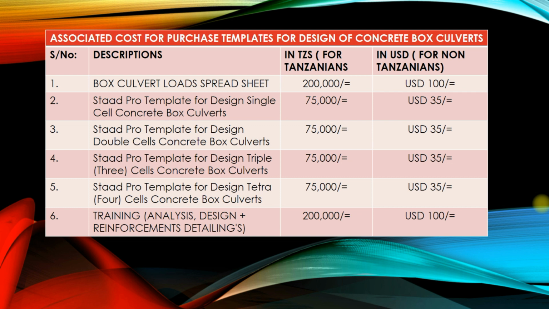If you are not a Tanzanian, you will get it in USD, as shown in the column on the right. For the spreadsheet for load computation you get 400 USD. For the single cell template Study Pro you get it for 35 USD. For double cell, the same, you get it for 35. Triple cell, or 3 cell, you get for 35 USD. For 4 cell also you get for 35 USD.